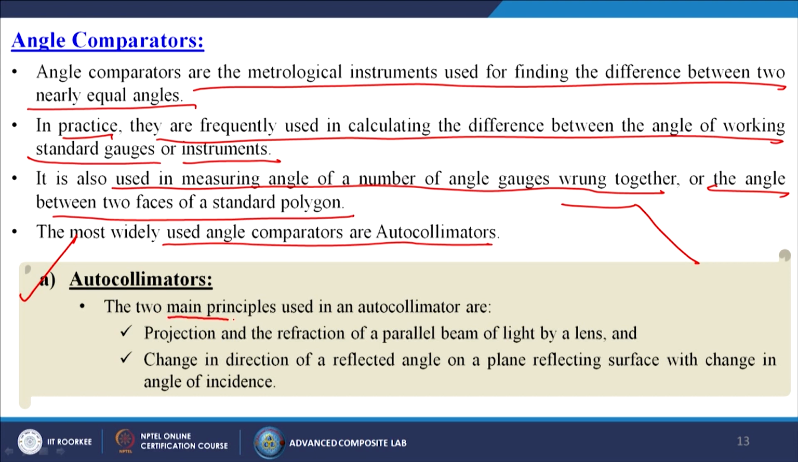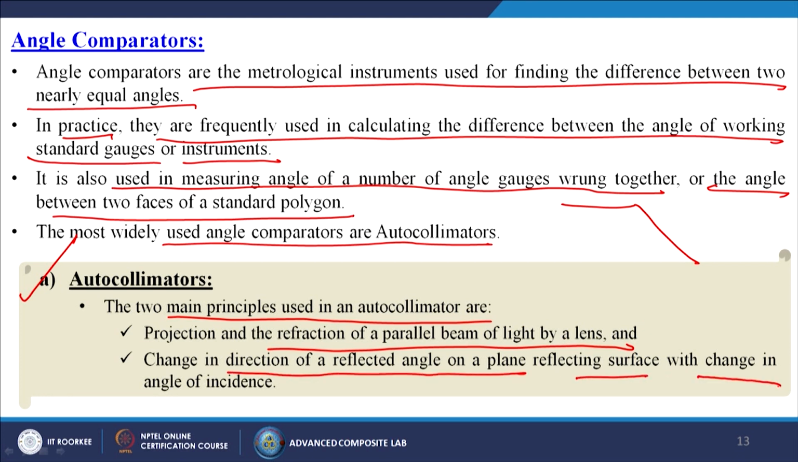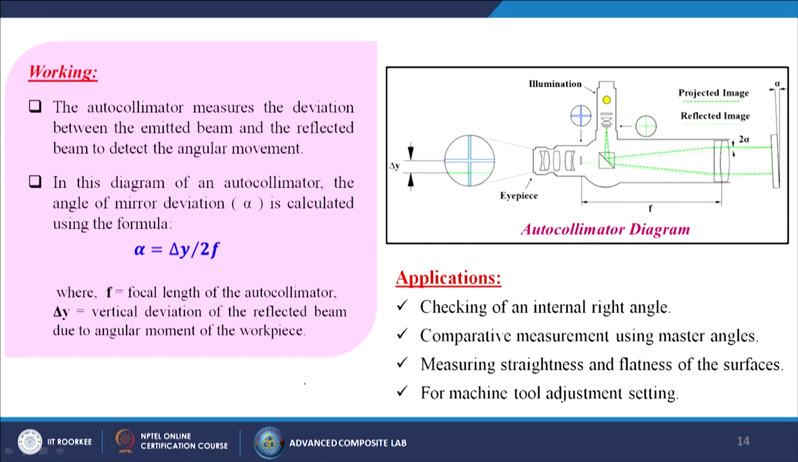The two main principles used in an autocollimator are projection and refraction of a parallel beam of light by a lens, and change in direction of a reflected ray on a plane reflecting surface with change in angle of incidence. How is it working? The autocollimator measures the deviation between the emitted beam and the reflected beam to detect the angular movement.